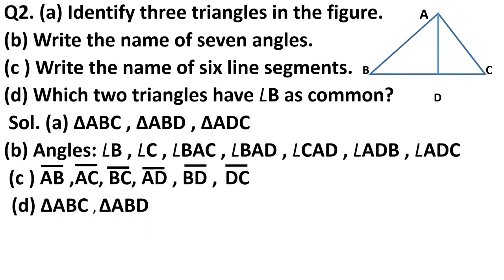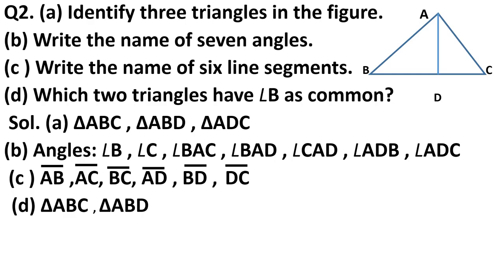Now see the second question. Identify 3 triangles in the figure. First I am taking the A part only. Triangle ABD, triangle ADC, and triangle ABC. These are the 3 triangles: 2 small triangles and 1 big triangle.